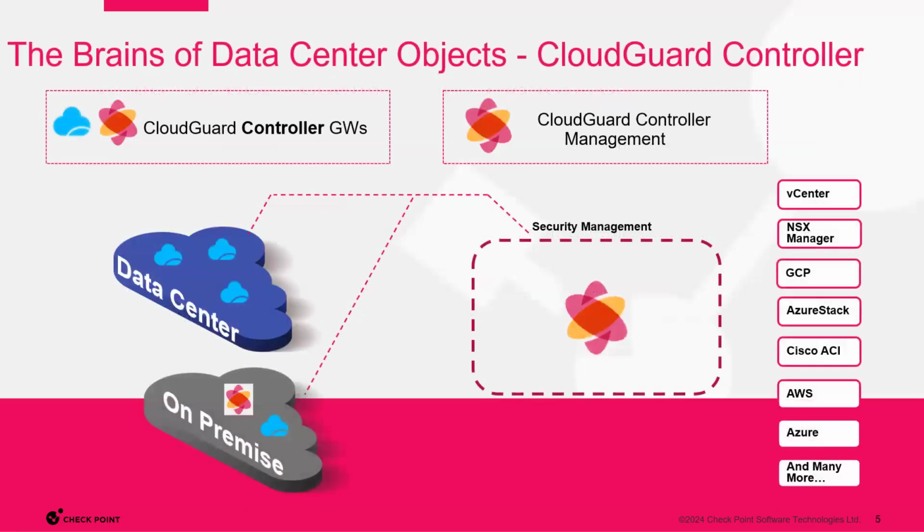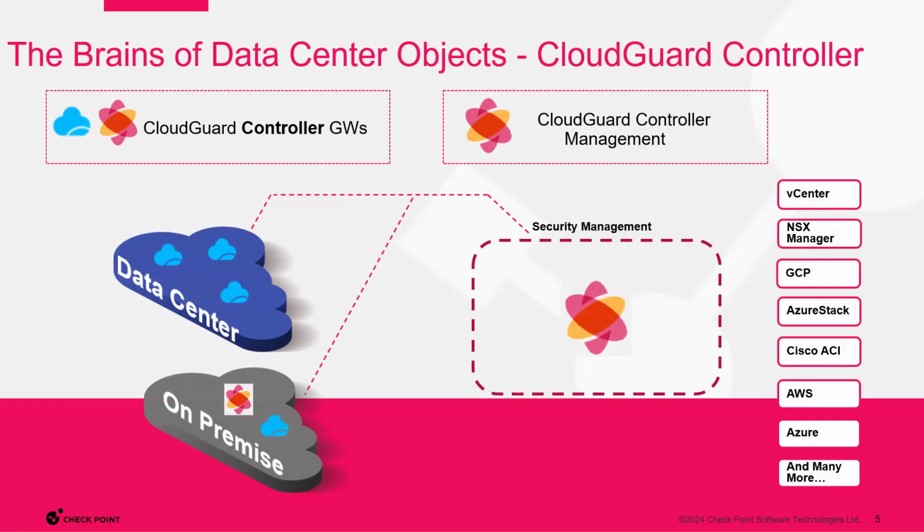So going into data center objects now, I want to talk first about the brains of data center objects, and that's really our CloudGuard controller. This is a piece that's been introduced since R80.10. So any new and supported version of our Check Point firewalls already have this on there, and they're working under the scenes, both on the management and the gateway side.